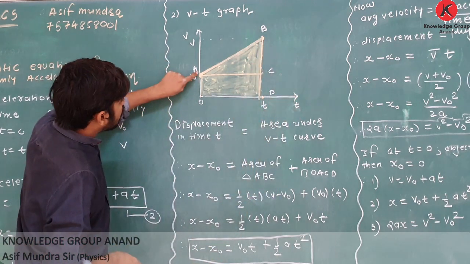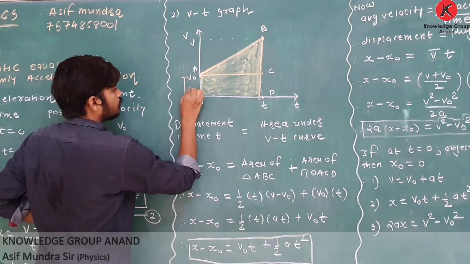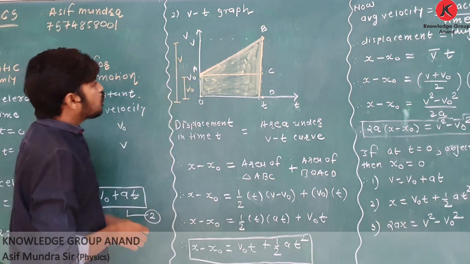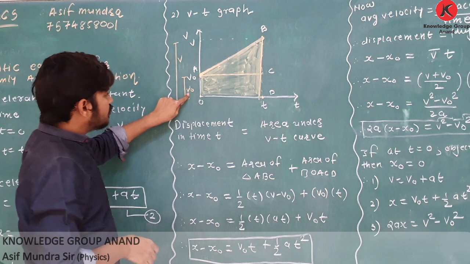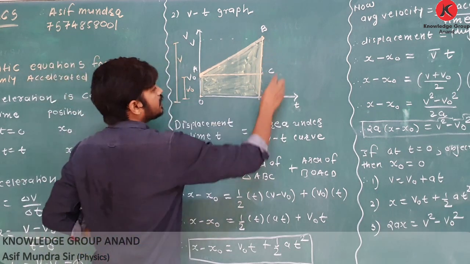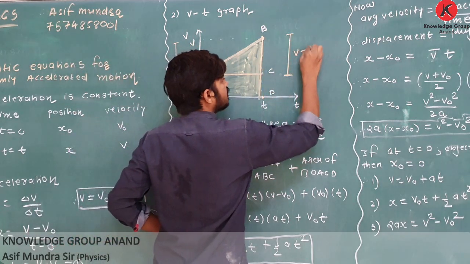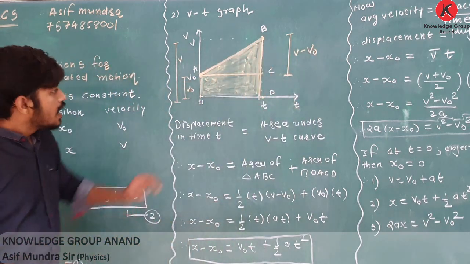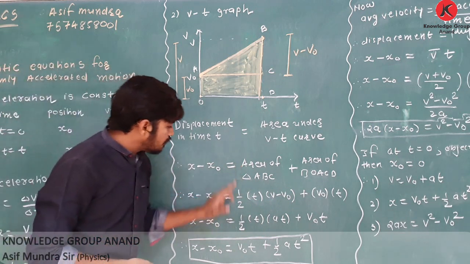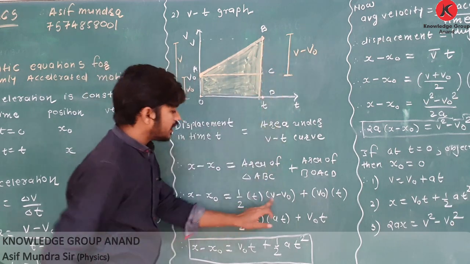See, here at point A, velocity is v0. At this point velocity is v. If OA is equal to v0 and OB is equal to v, then what is this BC? It will be v minus v0. Then this height BC is equal to v minus v0. So area of triangle ABC is equal to half, base t and height v minus v0.